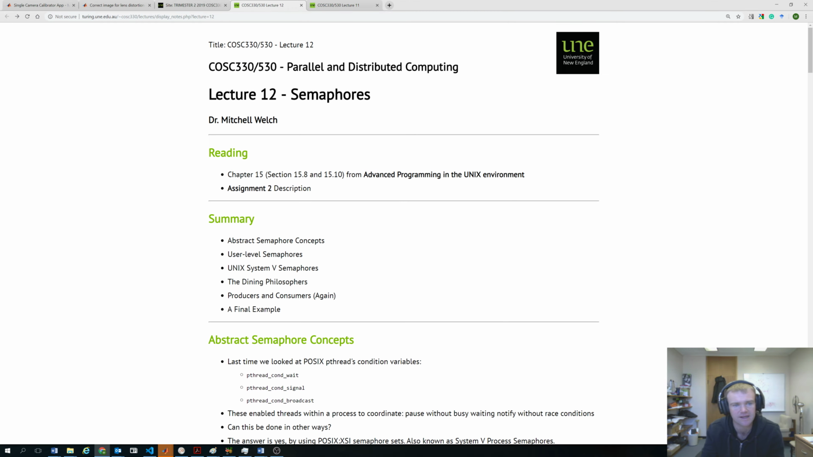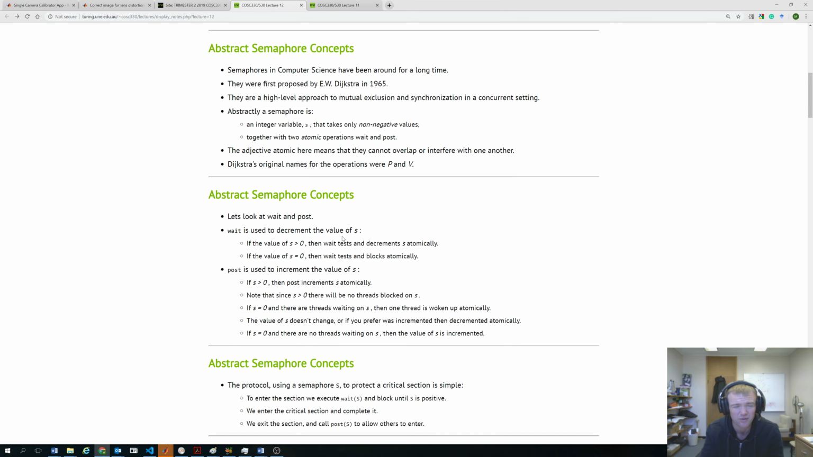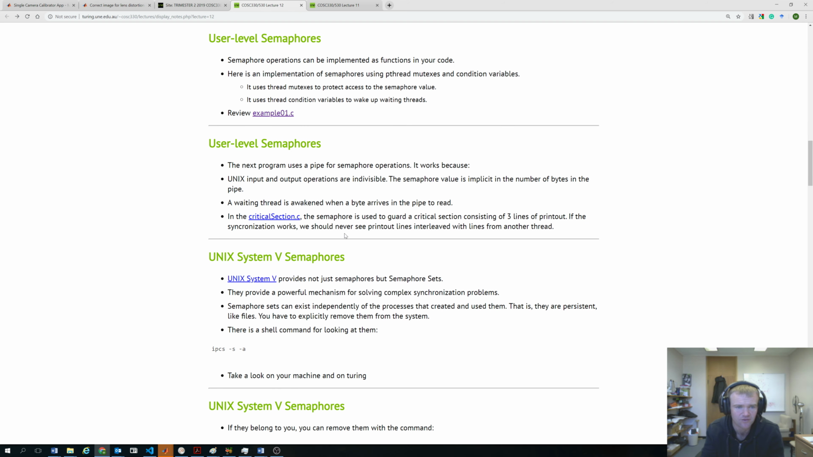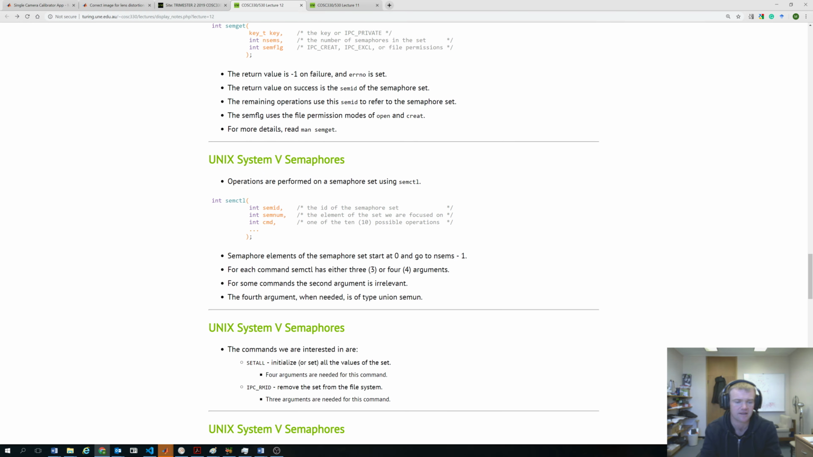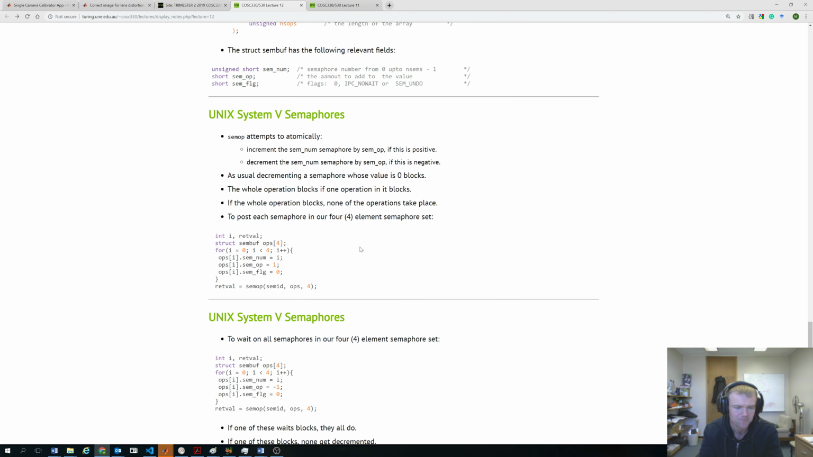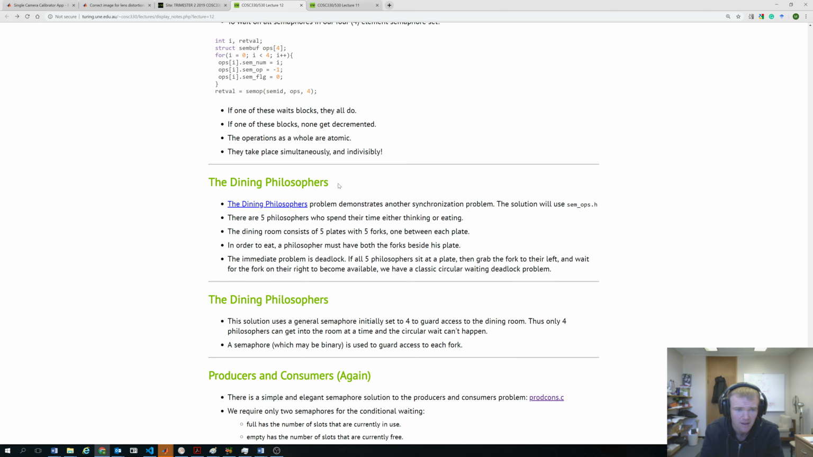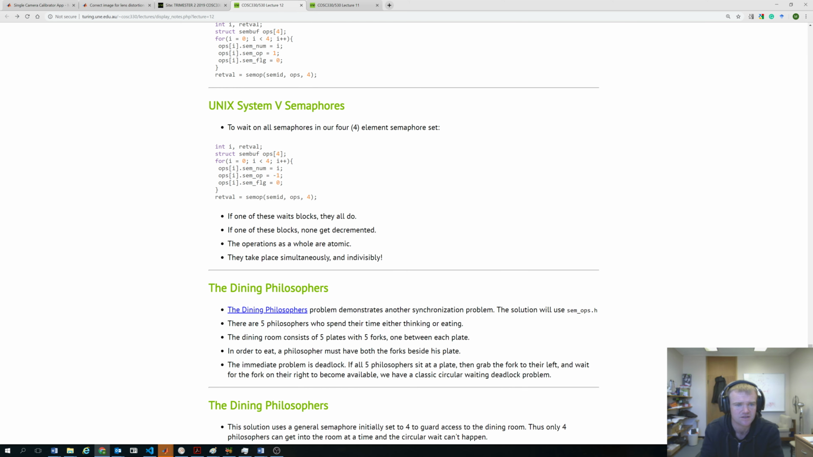And then you'll move on in lecture 12 to look at the built-in semaphores, so the System 5 semaphores that Unix provides us, and the library calls to access them. And then we'll finish up by solving some classic problems. So as I mentioned before, you'll be looking at the producers and consumers problem, but you'll be finishing up looking at an implementation of the dining philosophers problem. And you'll do that using our SemOps library, which is our own little library that we create through the lectures that wrap around the System 5 semaphores.